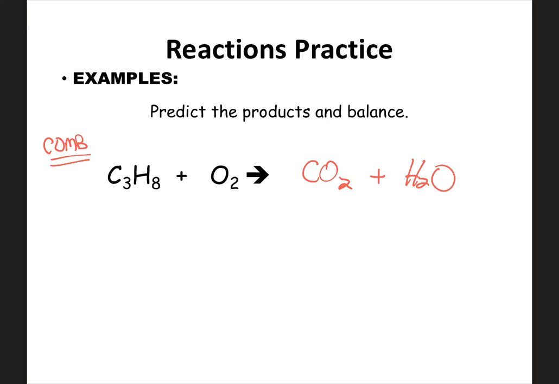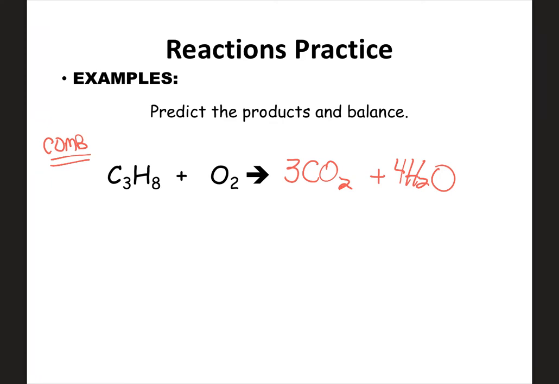Like we said before, the way you do the combustion balancing is you start with the carbons first. So I have 3 carbons on the left. All right, so I'm going to make them work. I have 3 now on the right. Then you do the hydrogens. I have 8 hydrogens on the left. So by putting a 4 in front here, that gives me 8 hydrogens on the right.